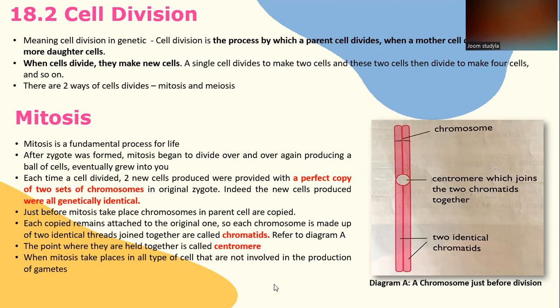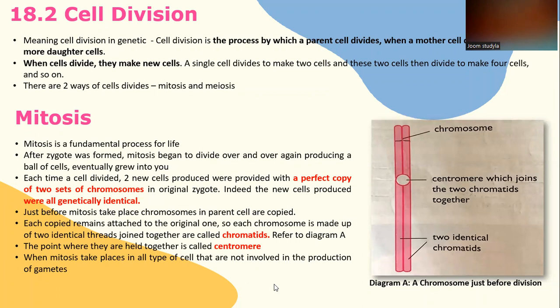When cells divide, they make new cells. A single cell divides to make two cells, and these two cells then divide to make four cells, and so on. There are two ways cells divide, which are mitosis and meiosis. Mitosis. Mitosis is a fundamental process for life.